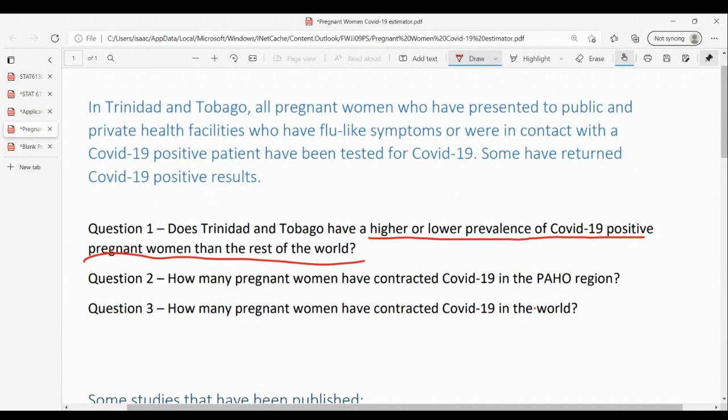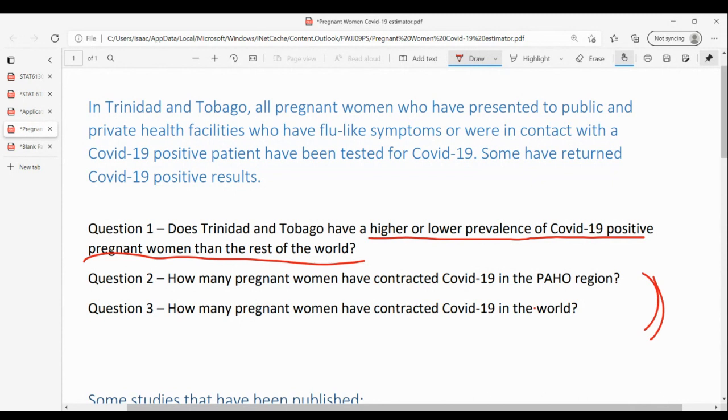And it makes you wonder about other questions, like questions 2 and 3. How many pregnant women contracted COVID-19 in the PAHO region, PAHO being all of the Americas, so North America, South America, Central America, as well as the Caribbean, and how many women have contracted COVID-19 in the world? Now, some of you may assume that this is readily available from the WHO. But remember, we don't even know how many people contracted COVID-19 at all, because some countries didn't start collecting the data until they had their first wave or their second wave.